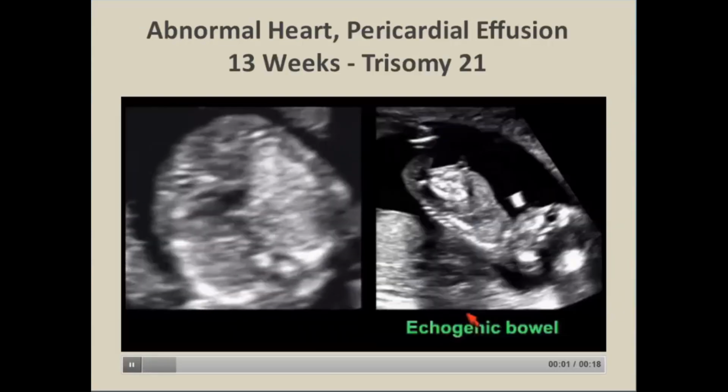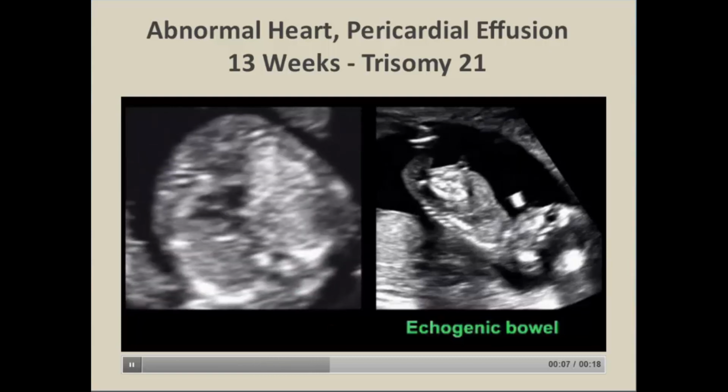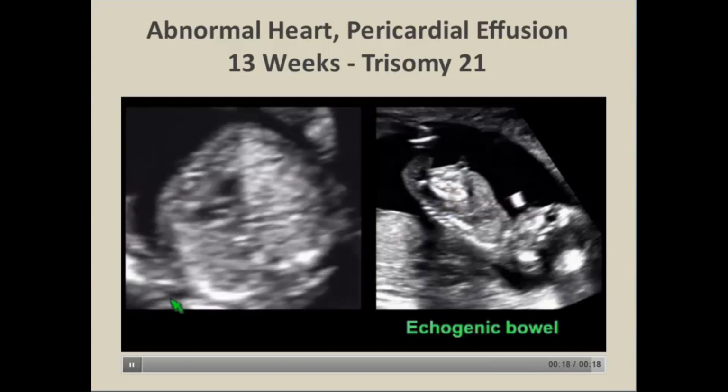But here's an abnormal fetus. You can see the heart is clearly abnormal. This has likely an AV canal with communication between the atria and the ventricle. Also, I hope you notice this pericardial effusion around the heart, as well as echogenic bowel. This fetus proved to have trisomy 21.